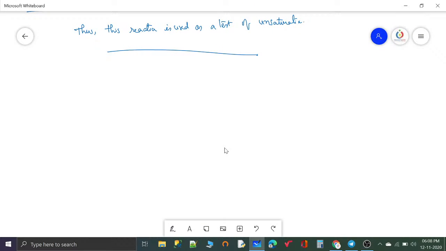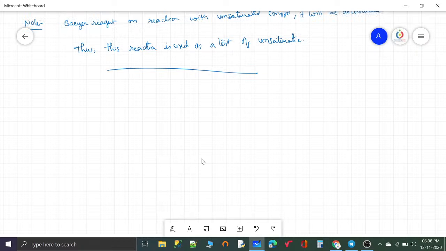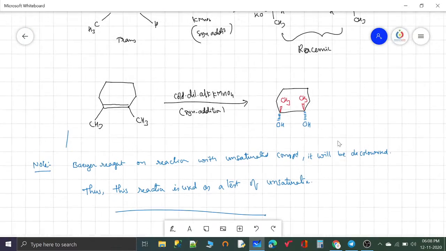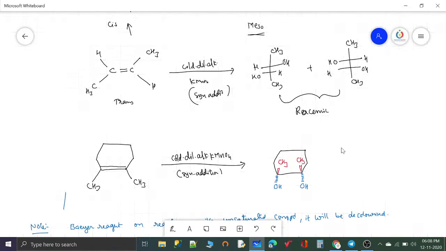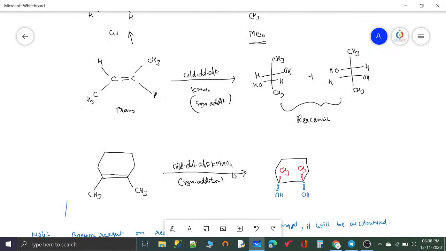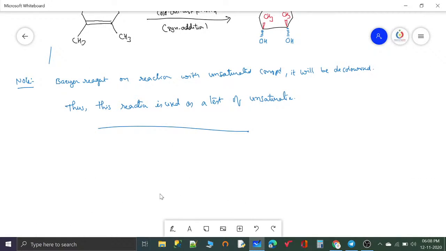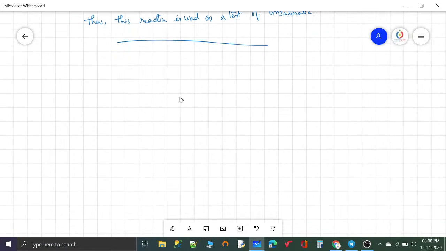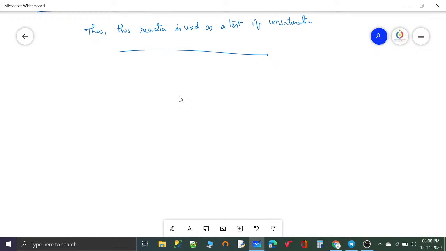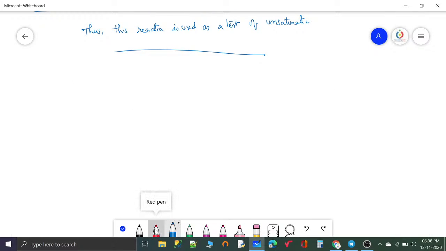So in yesterday's session we discussed all these parts: how cold dilute alkaline KMnO4 gives products with the alkene molecules, what the stereochemistry of that reaction is, and what the use of that reaction is. Everything was discussed. So in today's session we shall continue with osmium tetroxide, a similar reagent which gives almost similar types of compounds.